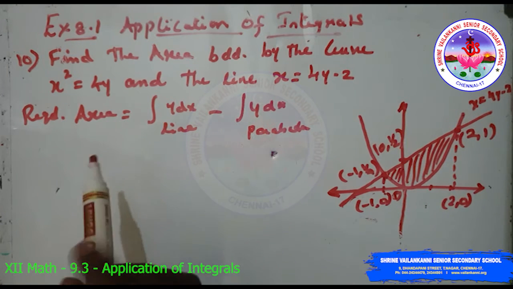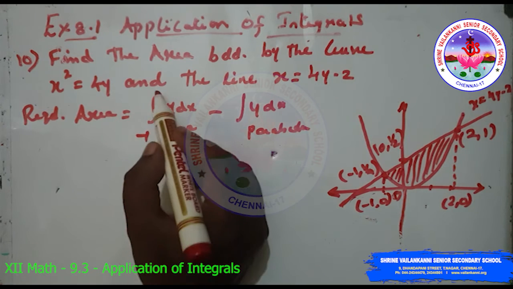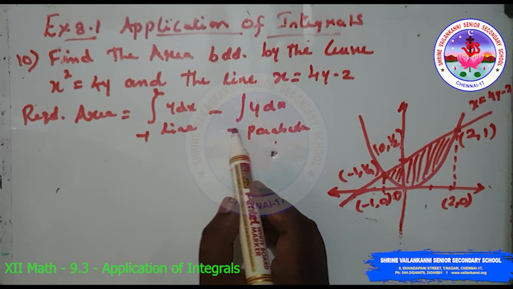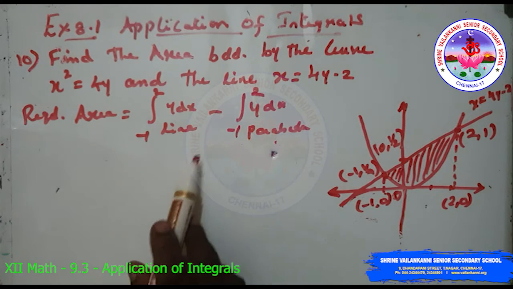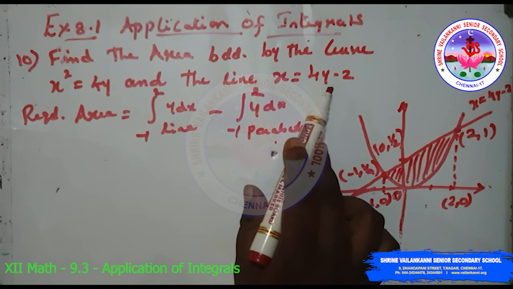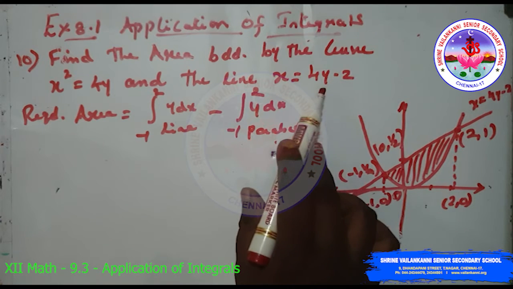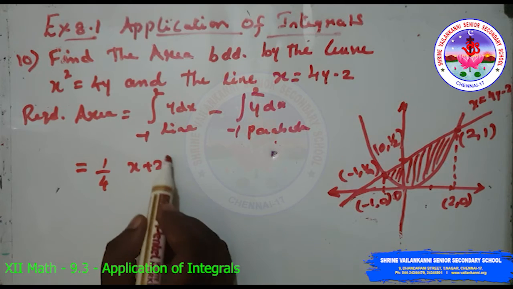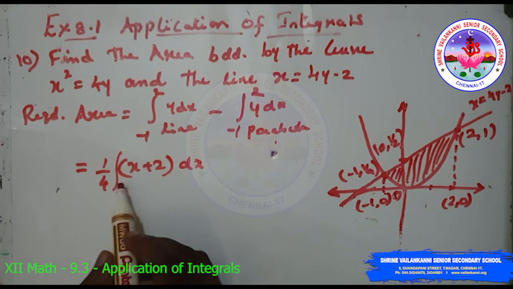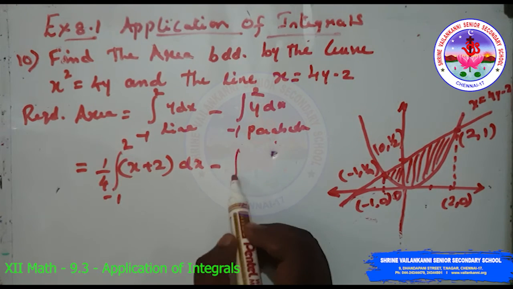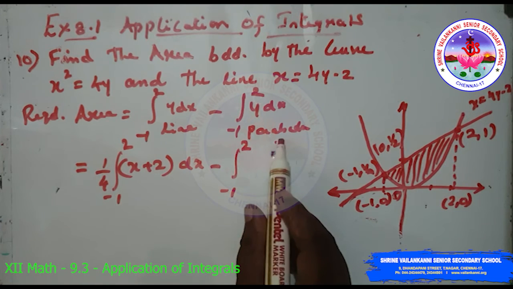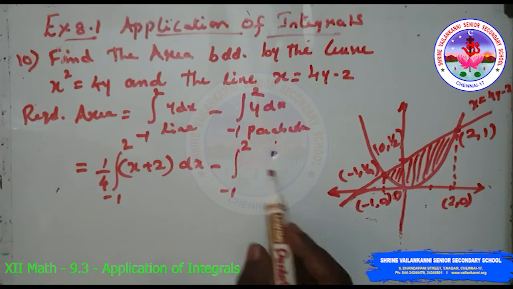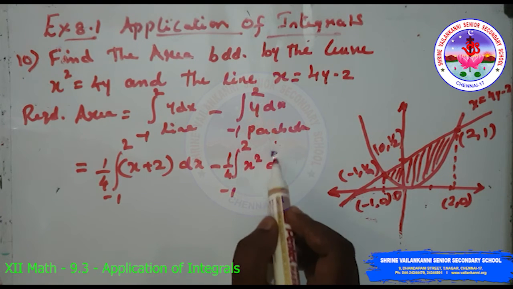So integral of y dx line, and the limit is from minus 1 to 2, minus integral of y dx parabola, limit is minus 1 to 2. So line is x equal to 4y minus 2. So we can write this as 4y equal to x plus 2, y equal to x plus 2 by 4. So which is equal to integral of minus 1 to 2 of 1 by 4 of x plus 2 dx, minus integral of minus 1 to 2. Parabola is x square equal to 4y, so y equal to x square by 4. So 1 by 4 of x square dx.